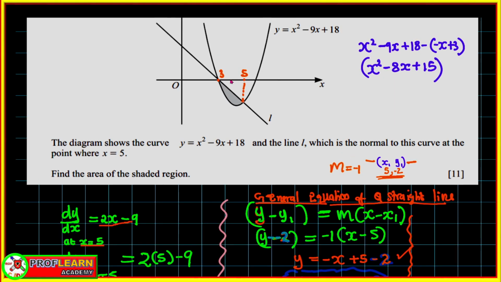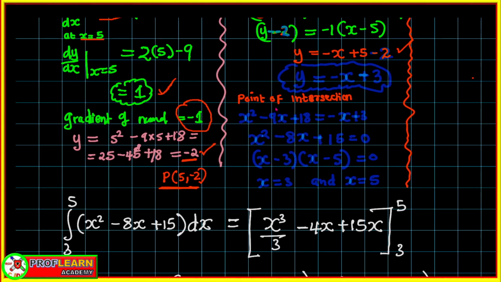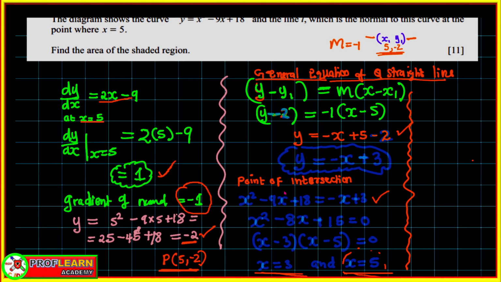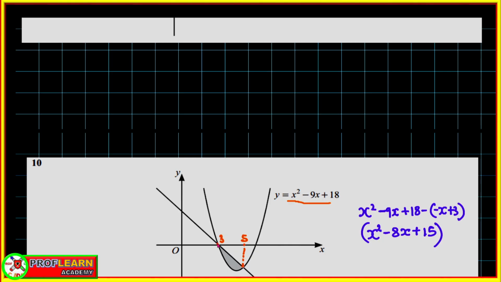But we also need to know what this point of intersection is. So we shall take this equation and equate it to the equation of this line. You put the like terms together and try to solve this quadratic equation. And you can see the quadratic equation gives us one of the points being x equals 5, which is the point that we were given, all true. Then the other point, x is equal to 3, is this point that is here.